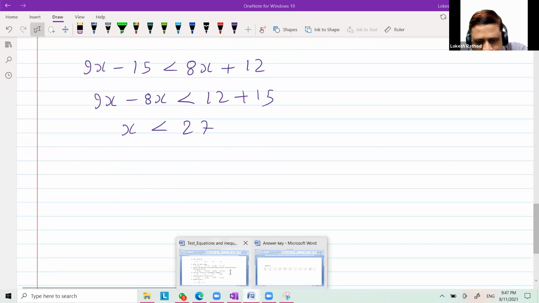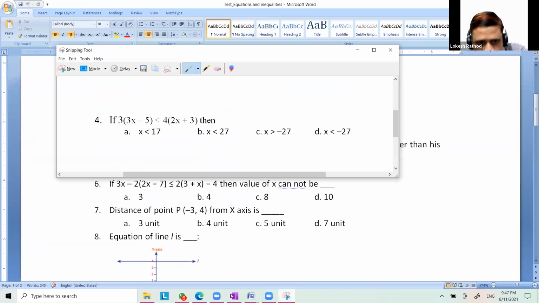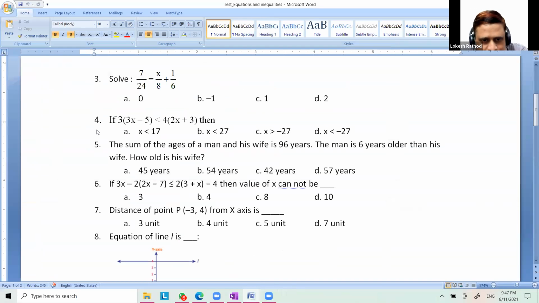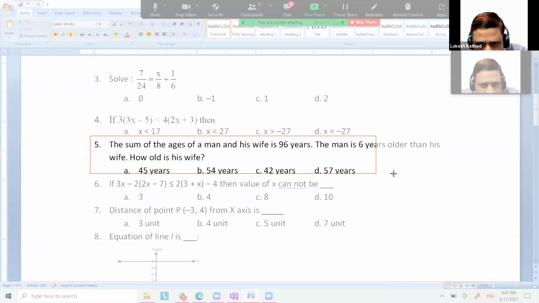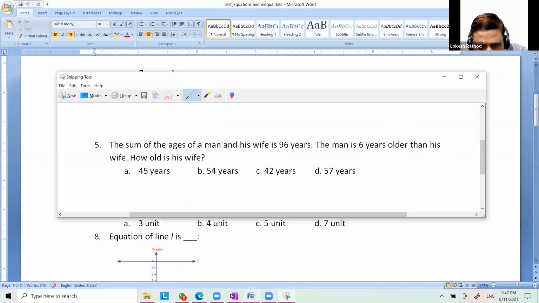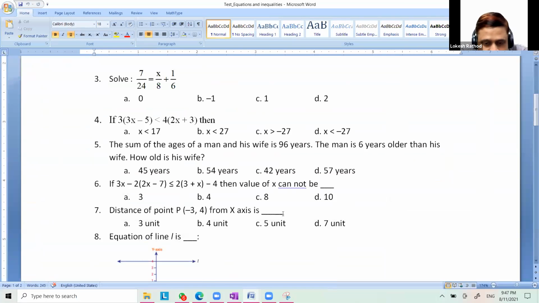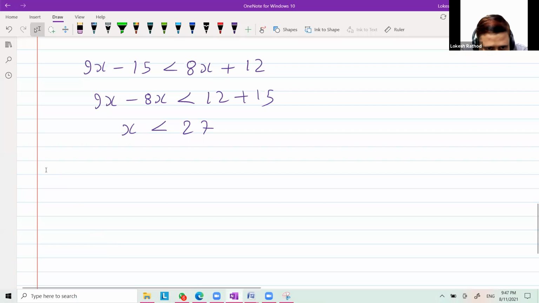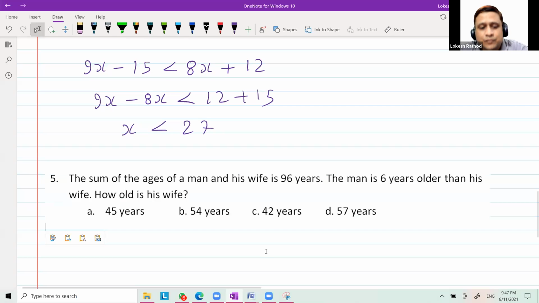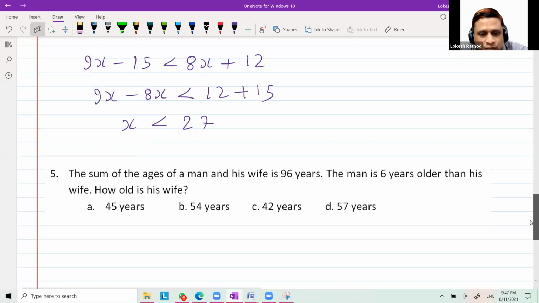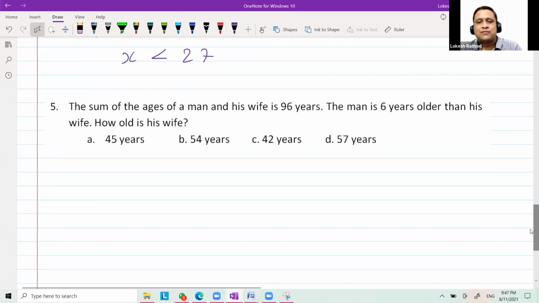Next, the fifth. Anyone have any doubt? You can interrupt me. Okay. In any portion, we'll do it. Fifth, what does it say? The sum of ages of a man and his wife is 96 years. Man is 6 years older than his wife. How old is his wife?